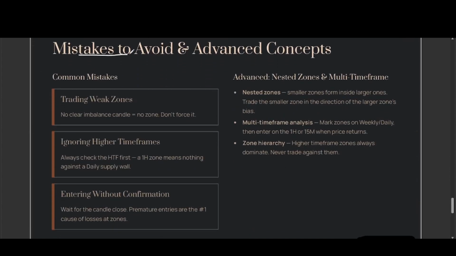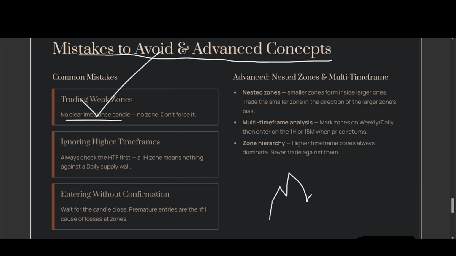Now next thing, the most common mistake we see is trading weak zones. Sometimes near this higher high, higher low, when broken, it is very weakly broken. Sometimes only the wick goes down. So these zones are called weak zones, and we should not trade in such zones.